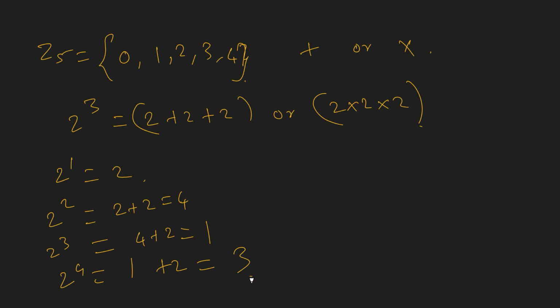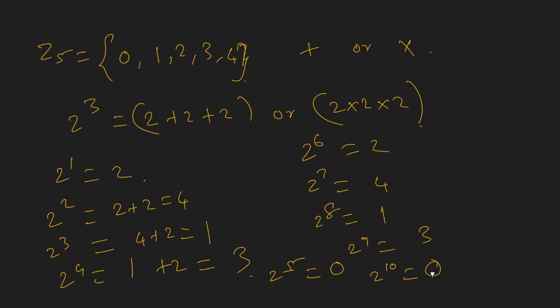Okay, so that will be 3, and 2 to the power 5 will be what? 3 plus 2 is 5. 5 is 0 because 5 is divisible by 5. Then we get the cycle. 2 to the power 6 is 0 plus 2, which is 2. 2 to the power 7 is 2 plus 2, 4. 2 to the power 8 will be 1. 2 to the power 9 is 3, and 2 to the power 10 will be again 0. Right, so we get this cycle. You can verify that.